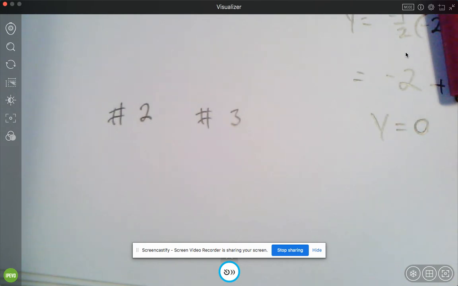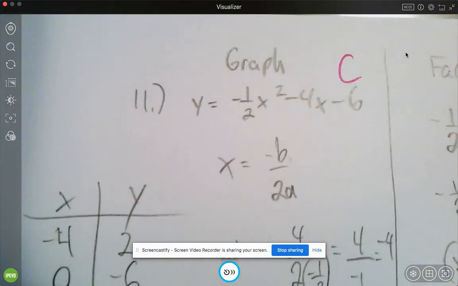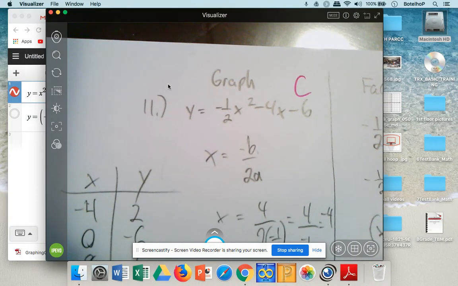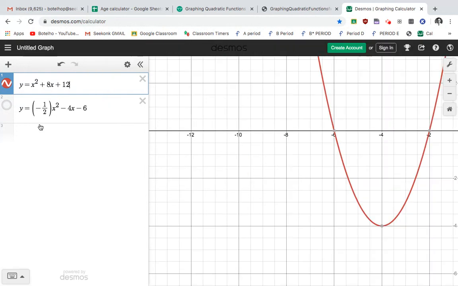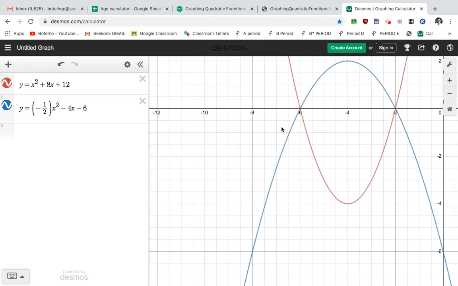So anyways, going back to that graph here, so this was number 11, right? If I go back to my Desmos that I had set up in my background, right here, there's that function. And then here we go here. Okay, so you can see it's got a solution, same thing, right? It's got the solution at -6, -2.